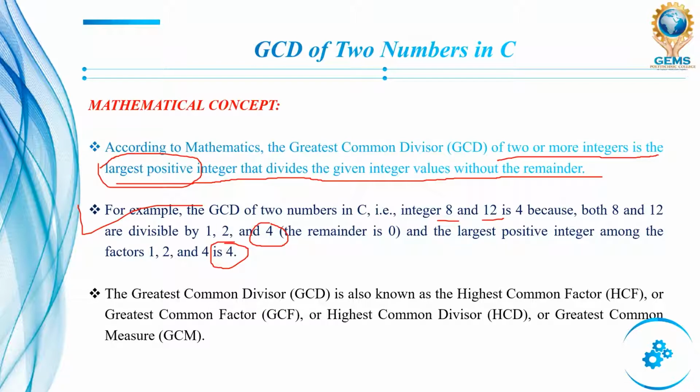Dear students, there are various names for GCD. In some places it is written as HCF, that is called highest common factor. In some places it may be written as greatest common factor. In some places it may be written as highest common divisor or greatest common measure. So please don't be confused. All names refer to the greatest common divisor only.